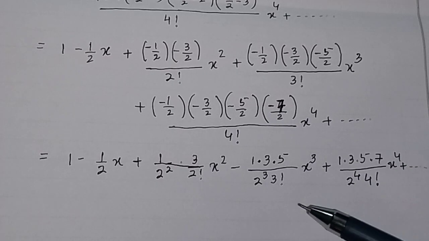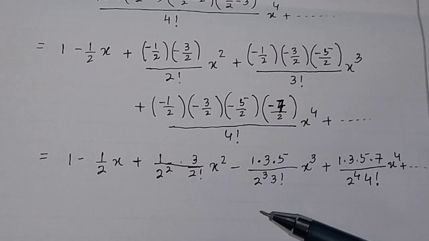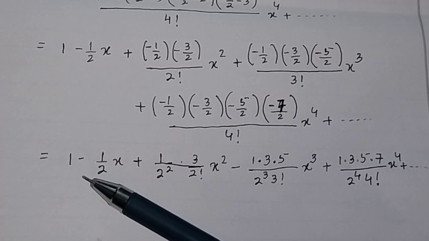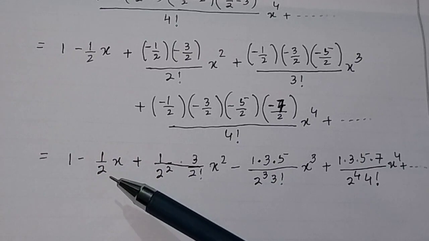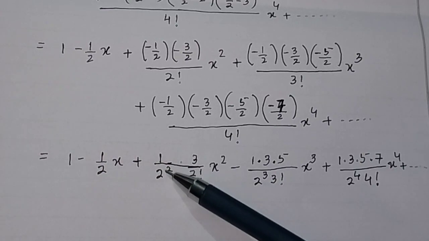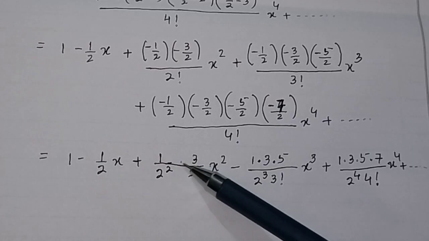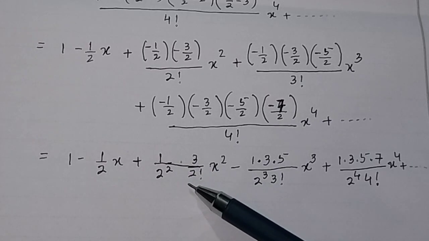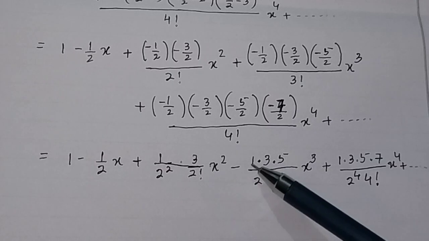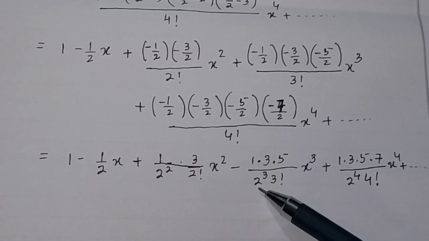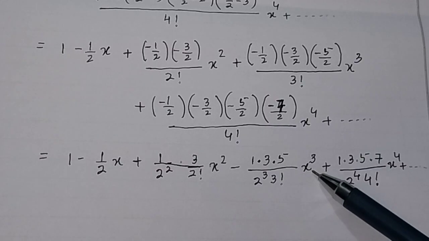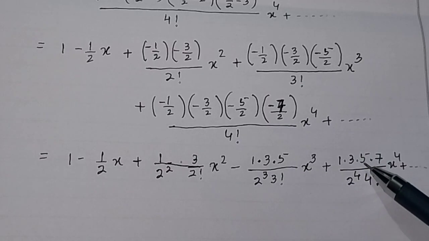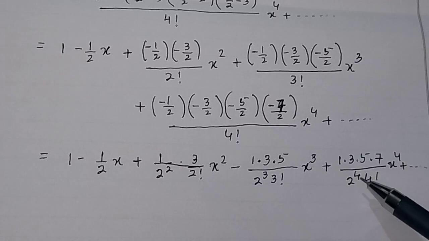So in this way you can expand the given function 1 divided by 1 plus x whole to the power half, that is, 1 divided by square root of 1 plus x. The first term will be equal to 1, the second minus 1 by 2 x, the third term will be plus 1 into 3 divided by 2 square into factorial 2 into x square, minus 1 into 3 into 5 divided by 2 to the power cube factorial 3 into x cube. The next term is 1 into 3 into 5 into 7 divided by 2 to the power 4 into factorial 4 into x to the power 4.